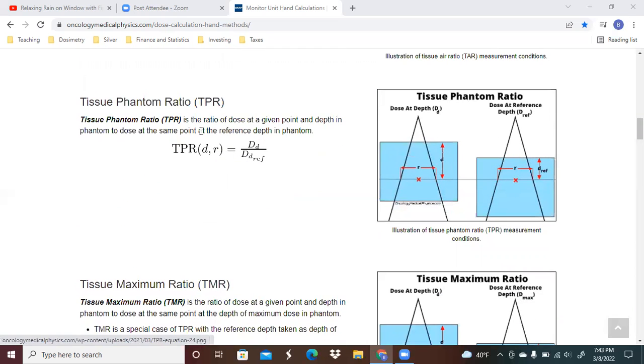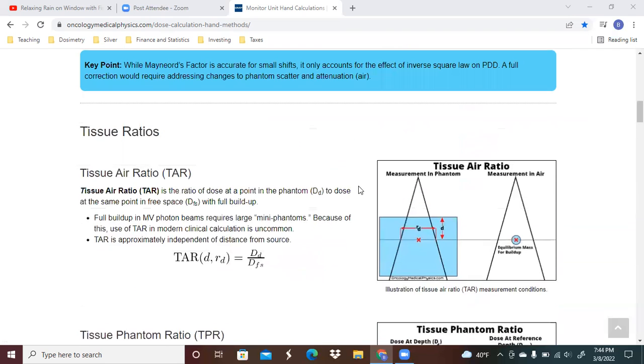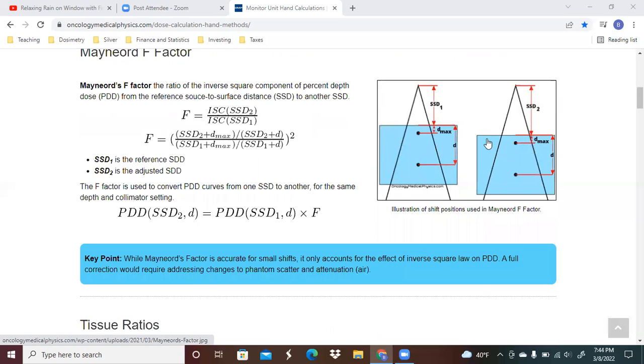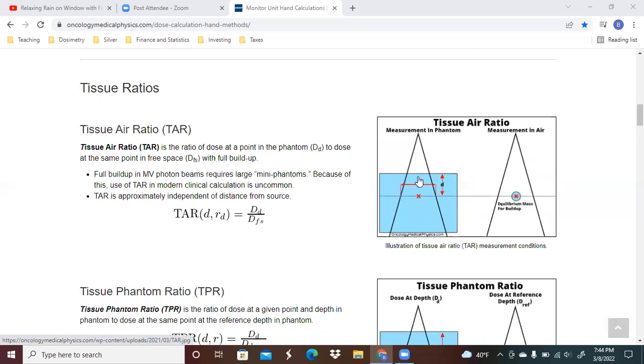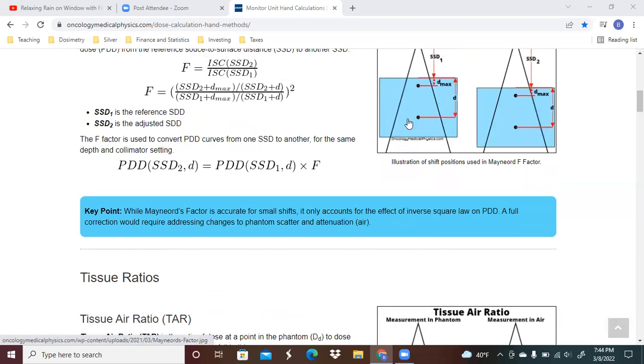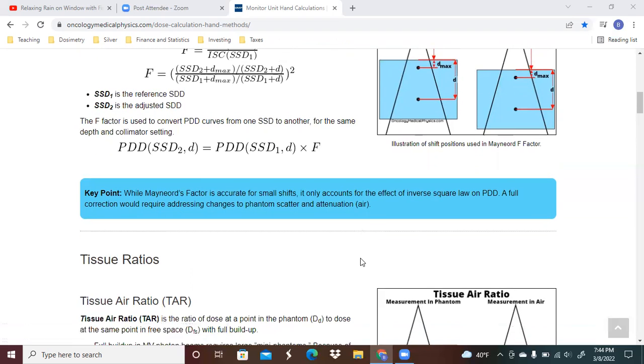The tissue to phantom ratio is the ratio of dose at a given point and depth in the phantom to dose at the same point at a reference depth. So you've got some sort of reference depth here that you're going to be comparing this measurement to. This measurement goes on top and this measurement goes on the bottom. You'll notice that same theme as you go: this will be on top, this will be on bottom, this would be on top, this would be on bottom.